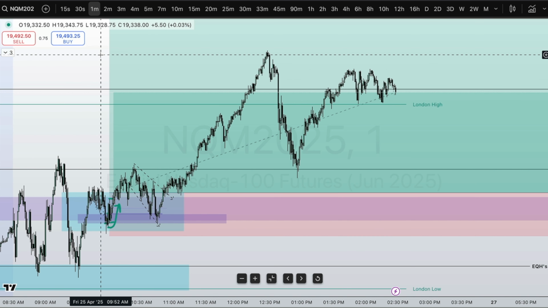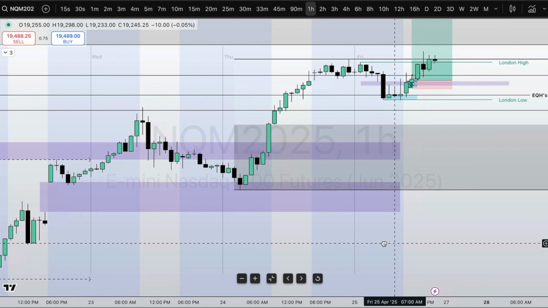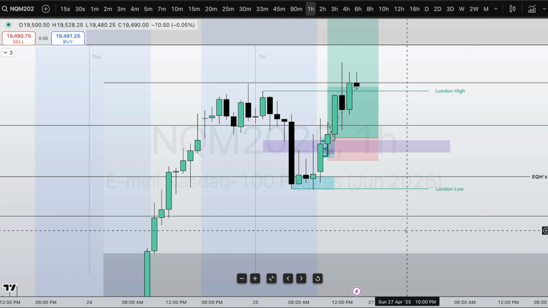Price is still currently playing around here, kind of ranging, building up the next accumulation phase before another move. But nonetheless, I just wanted to show you guys how you can actually trade the inversion fair value gaps with our strategy and understanding of how we see the markets.